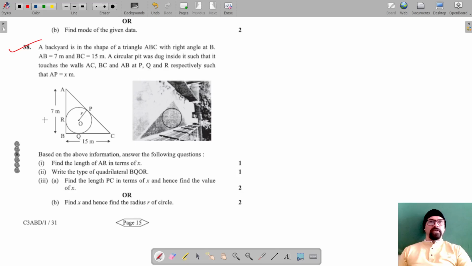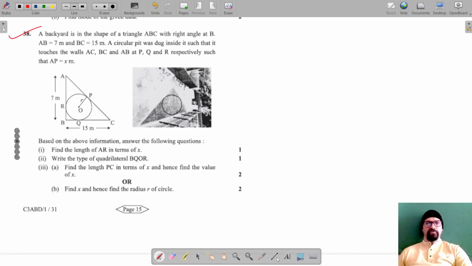For the last question of this question paper, it's given that a backyard is in the shape of a triangle ABC with right angle at B, with AB 7, BC 15, and a circular pit was dug inside it so that it touches the wall AC, BC, and AB at P, Q, and R respectively, and AP is equal to X. Based on the above information, we have to answer the following question.